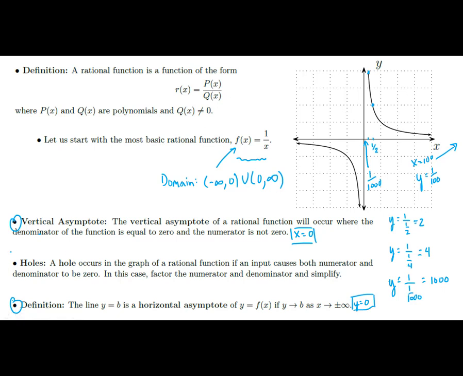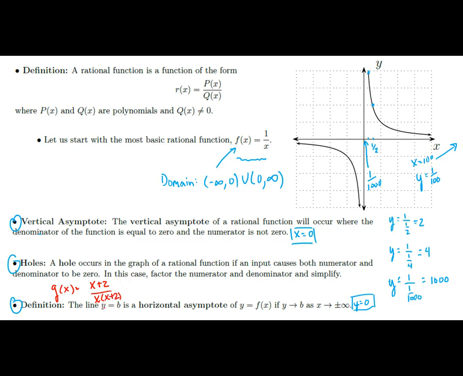And then the one other definition to talk about, but that is not apparent here, is the idea of a hole. A hole occurs in a graph when a particular input causes both the numerator and denominator to be 0. Okay, so let me give you just an example here, and we'll put this in a different color to really emphasize that this is a different example. So what if we had g of x equal to x plus 2 divided by x times x plus 2?